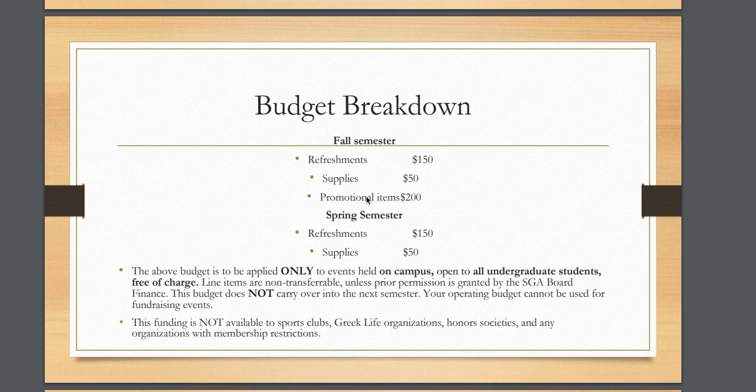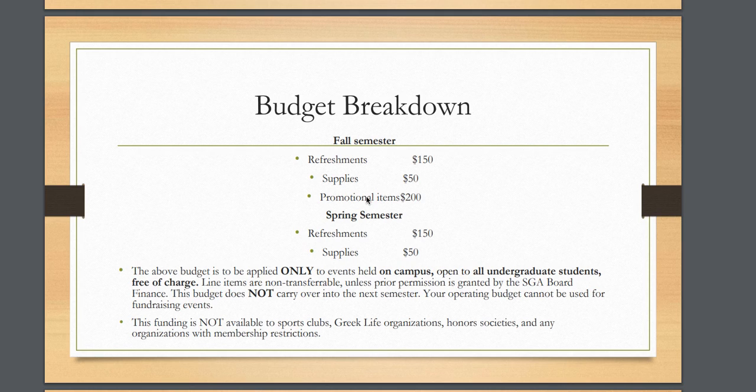This is use it or lose it money. If you don't use all of the money from the fall semester, it does not roll over into the spring. If you don't use it all in the spring, it does not roll over into the next fall semester. And you have to spend the money based on how it is allocated. You can't just spend all $400 on promotional items.